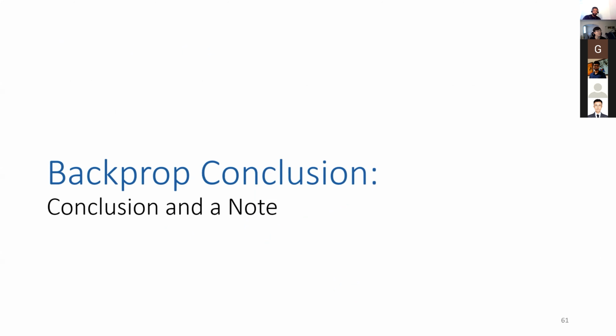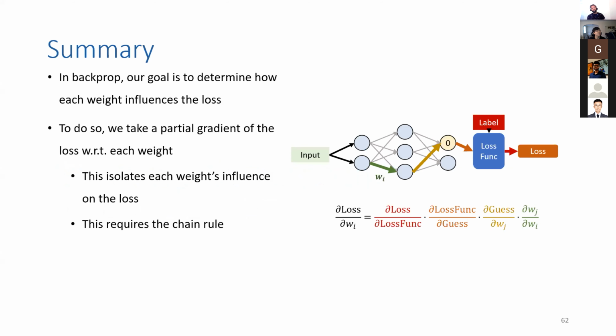So a conclusion on backprop, and then also a note to be aware of. In backprop, our goal is essentially to determine how each weight influences the loss. And to do so, we take a partial gradient of the loss with respect to each weight. And I say partial gradient because we don't transpose the output, essentially. In effect, this isolates each weight's influence on the loss, and this requires the chain rule. So we came on this long journey defining things to talk about what backprop is doing. And this is the same diagram as before.